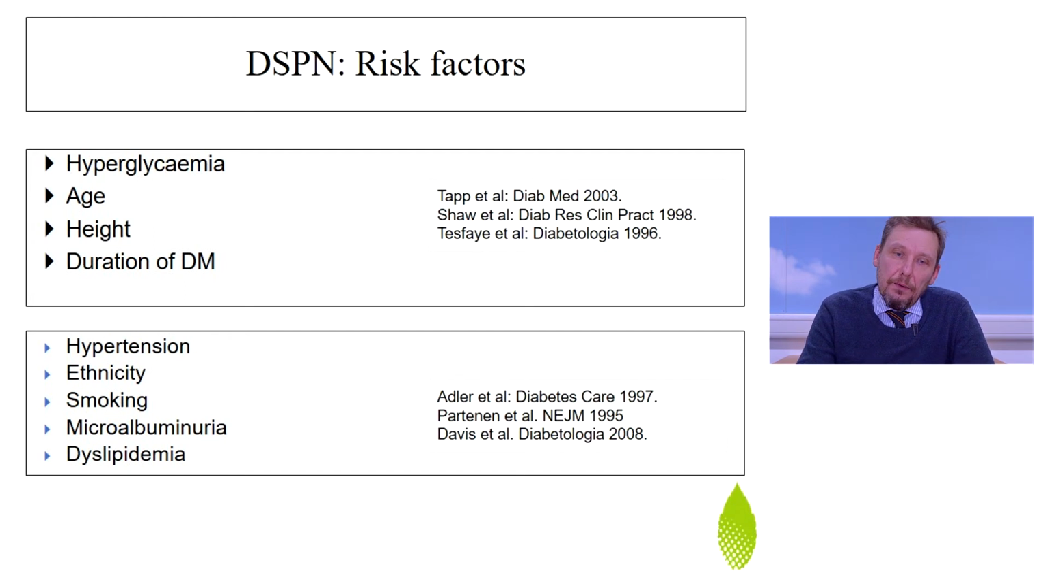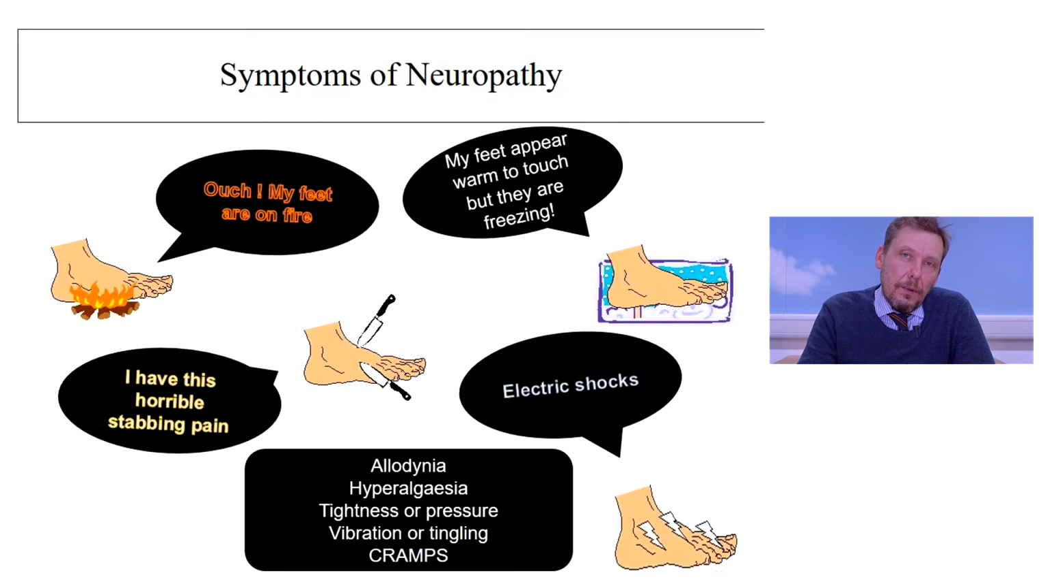Risk factors for DSPN. Hyperglycemia, of course, is one of the major independent risk factors for the development of any microvascular complication of diabetes. But interestingly, neuropathy in particular appears to be independently also associated with other risk factors which we more commonly associate with cardiovascular disease. For example, hypertension, dyslipidemia, smoking, and microalbuminuria are all risk factors for the development of DSPN as well as hyperglycemia. And of course, the non-modifiable risk factors, age and duration of diabetes, are also major contributors.